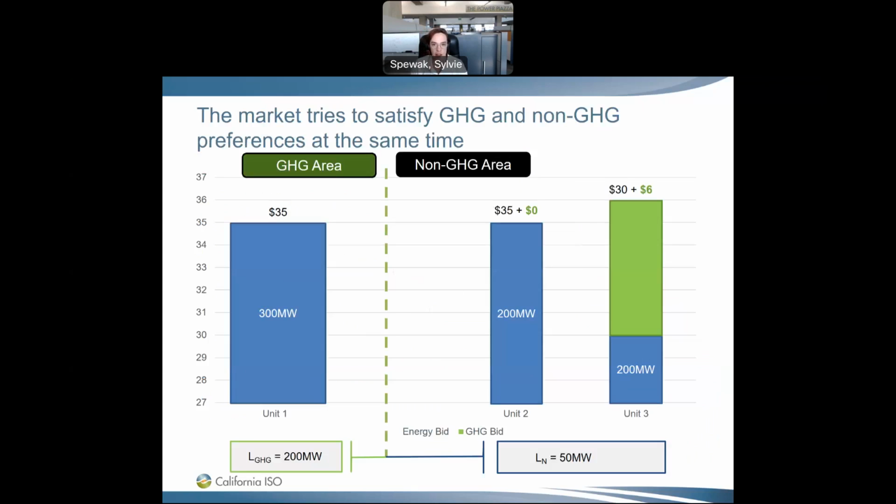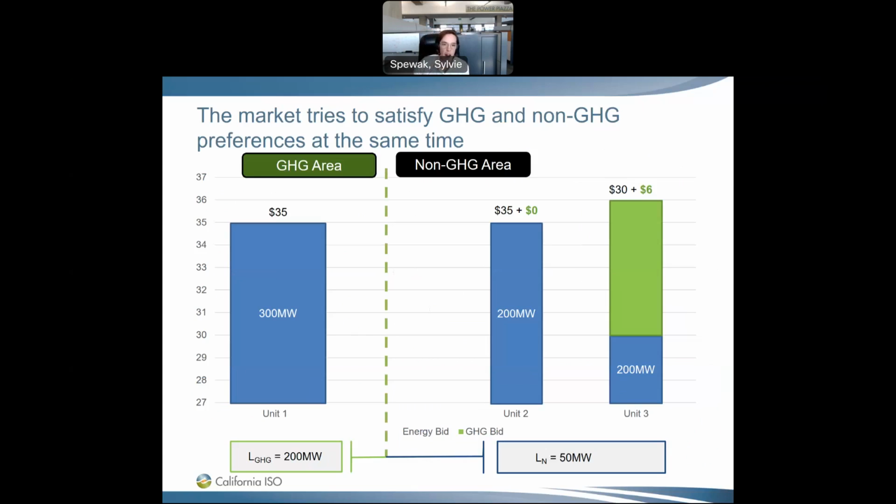So let's dig into this example a bit. Again, this is switched up a little bit from the example in Unit 2, where instead of BA1 and BA2, we have a GHG and a non-GHG area. I've also relabeled load. So we have load in the GHG area, and we need 200 megawatts to meet load. We also have load in the non-GHG area, labeled LN, and we need to meet 50 megawatts of load there. So let's find dispatch and prices.